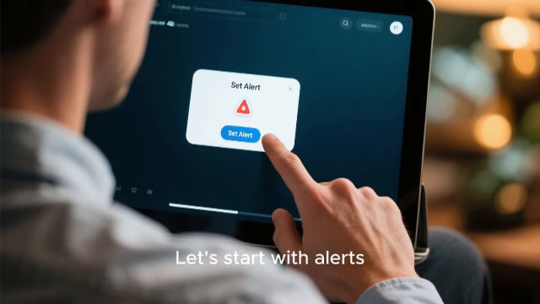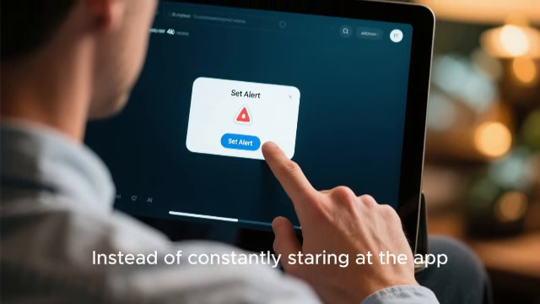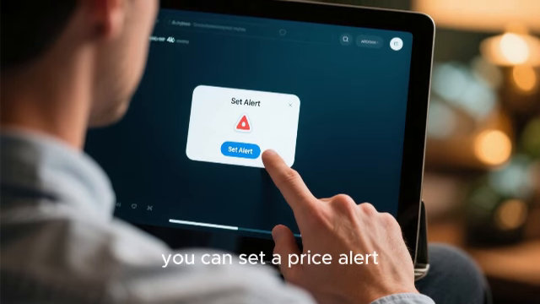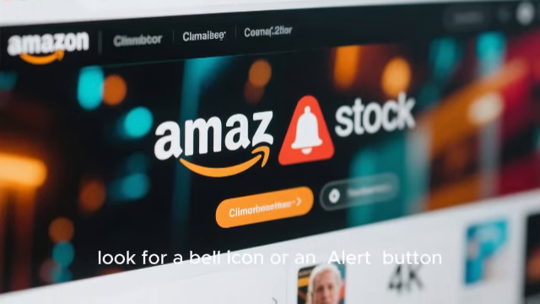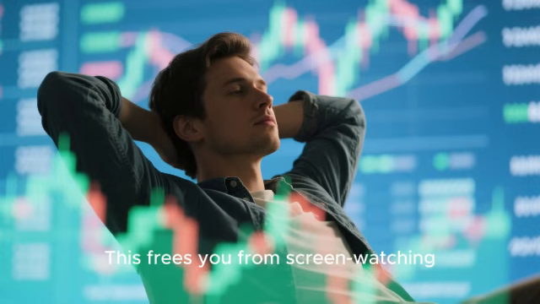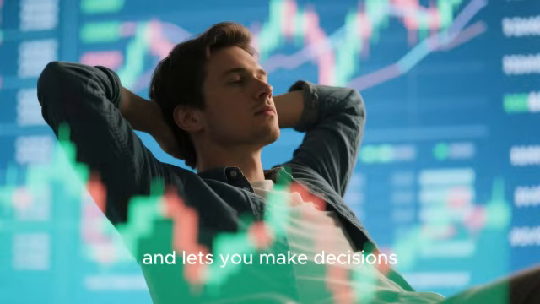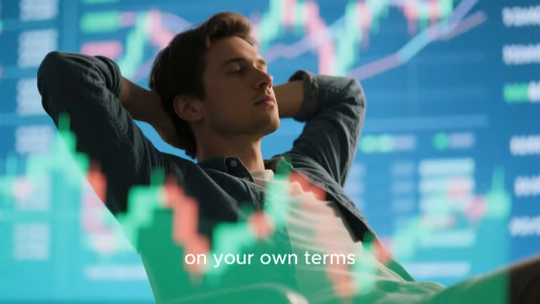Let's start with alerts. Instead of constantly staring at the app, you can set a price alert. On the AMZN page, look for a bell icon or an alert button. You can set it to notify you if the stock hits a certain price, like $175. This frees you from screen watching and lets you make decisions on your own terms.